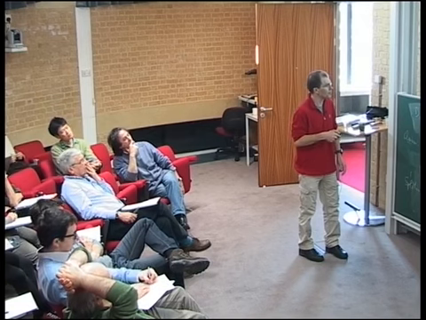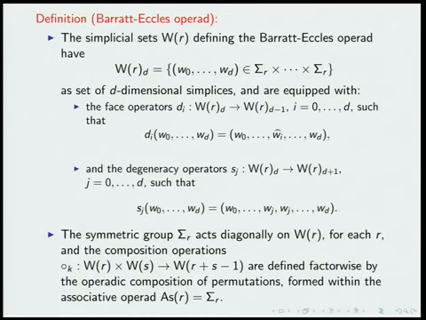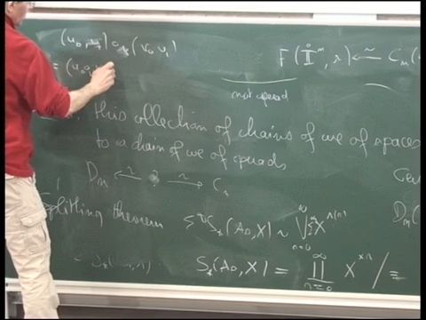Okay? So the symmetry group acts diagonally on W_R, and you also have operadic composition operations which are defined factorwise by the operadic composition of permutations. So this means, if you take, so it's a map of simplicial sets. This is supposed to take a simplex of dimension d and a simplex of dimension d here, and to return a simplex of dimension d. So factorwise means that if I take one simplex composed of one of k, another one, then I'm simply taking the operadic composition on each component of the permutations.